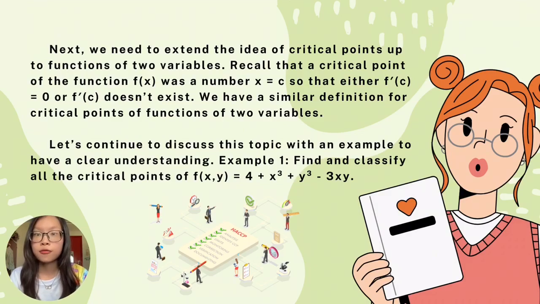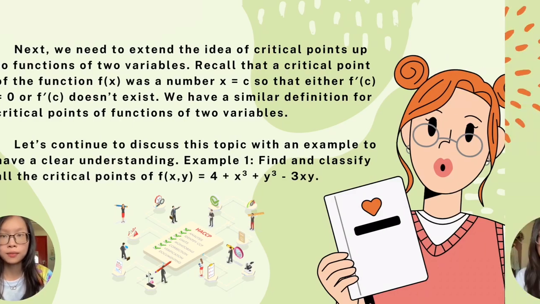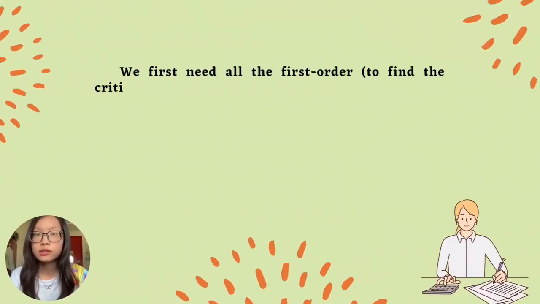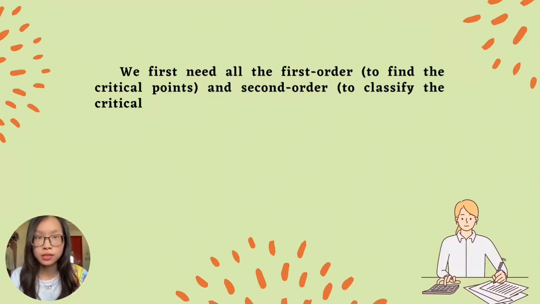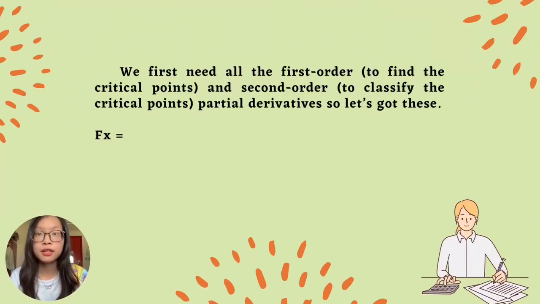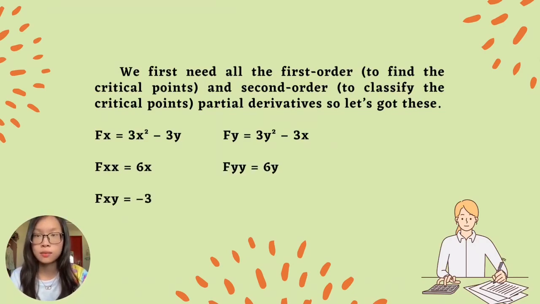Example 1. Find and classify all the critical points of f(x,y) equals 4 plus x cubed plus y cubed minus 3xy. We first need all the first order partial derivatives to find the critical points and second order partial derivatives to classify the critical points, so let's get this. Differentiate f with respect to x equals 3x squared minus 3y. Differentiate f with respect to y equals 3y squared minus 3x.